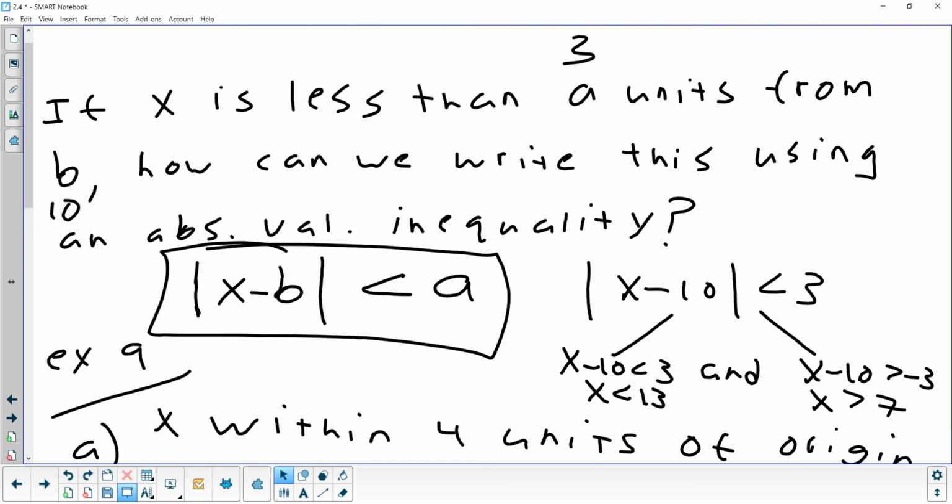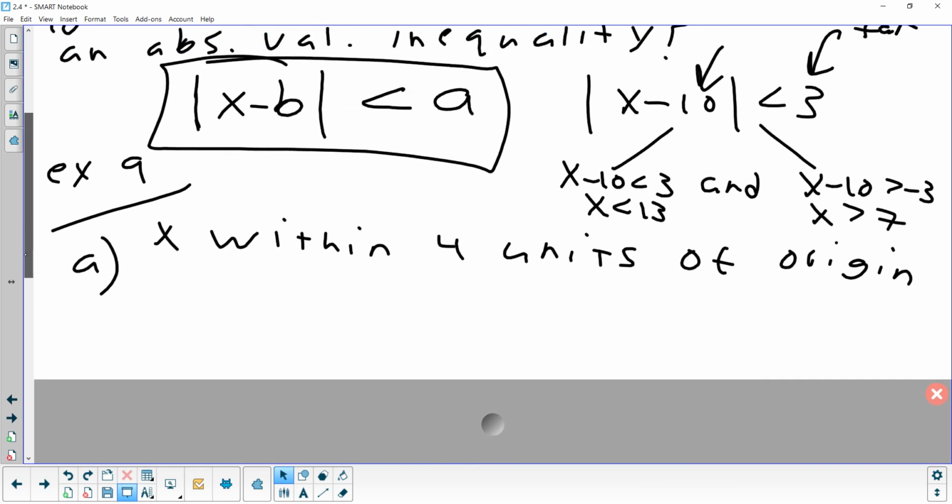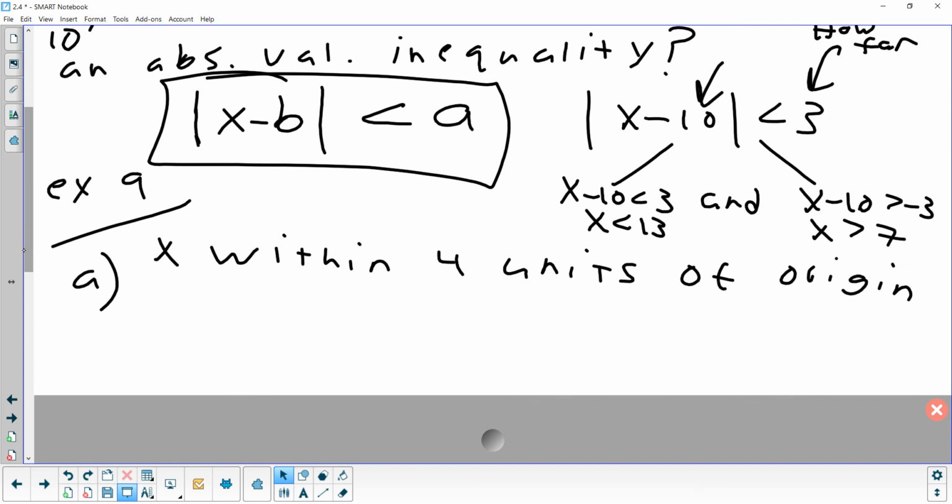And remember, that number is kind of what you're centered around. This number is how far away from that you can go. So think about origin. What would that number be? Michael? I have a question. Yep. Would that be a less than or less than or equal to? It depends on how it's worded, but we're going to assume within 4 means strictly within 4, not equal to 4.